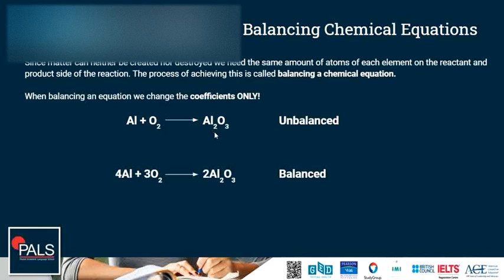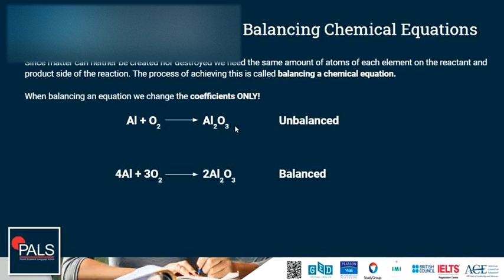Now the chemical formulas have to remain the same. They are defined. Aluminium oxide is always going to be Al2O3. So we can only change the big numbers in front. As we can see, when we just write down aluminium plus oxygen gives aluminium oxide without any coefficient, this reaction up here is unbalanced. On the left side we have 1 aluminium, on the right side we have 2 aluminiums. On the left side we have 2 oxygen atoms in a molecule O2, on the right side we have 3. So the reaction is not balanced at the moment.